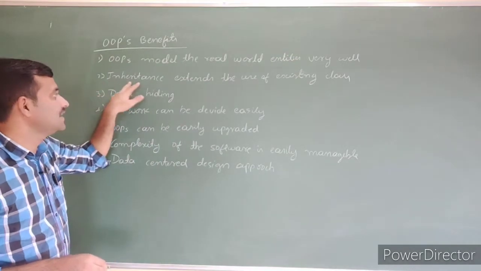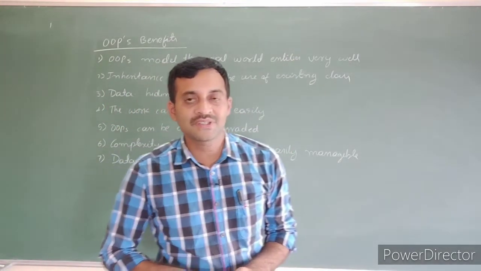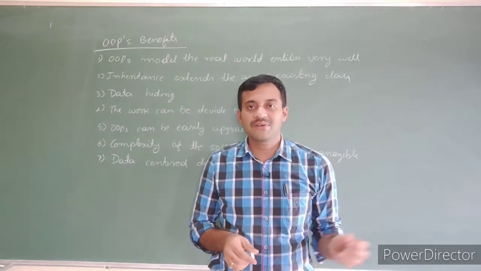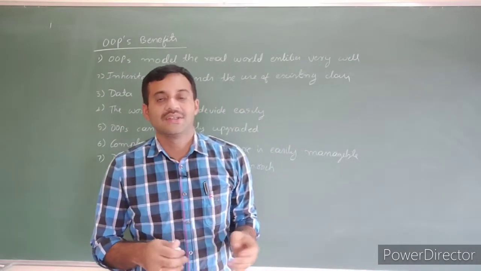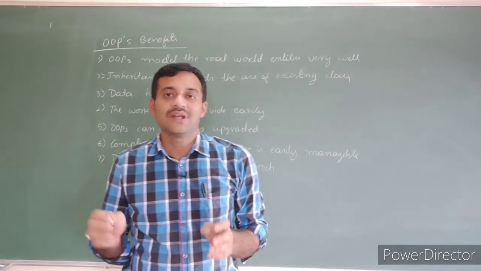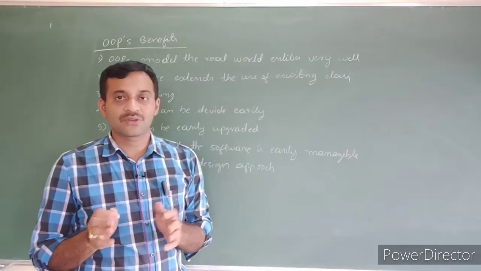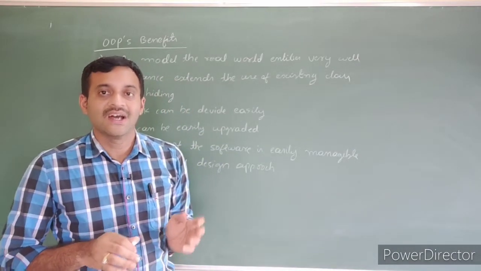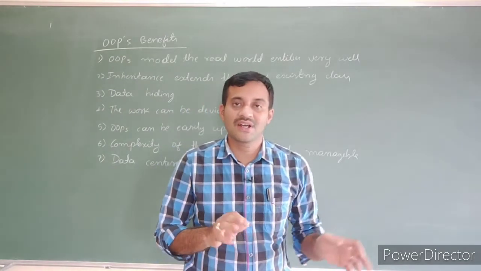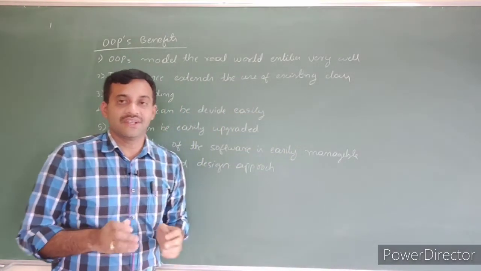Second one is that inheritance extends the use of existing classes. Inheritance means we acquire the properties of one class to another class. A program has a number of classes, and each class has a number of objects. Inheritance, one of the characteristics of object-oriented programming, acquires the properties of one class to another class. It extends code reusability.